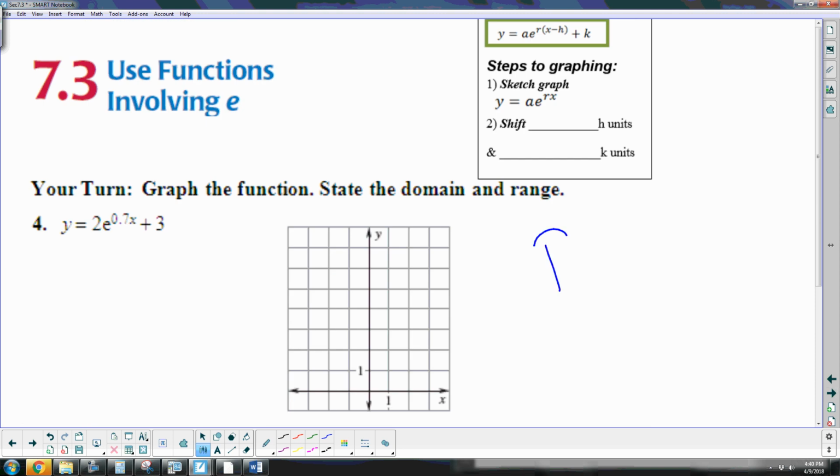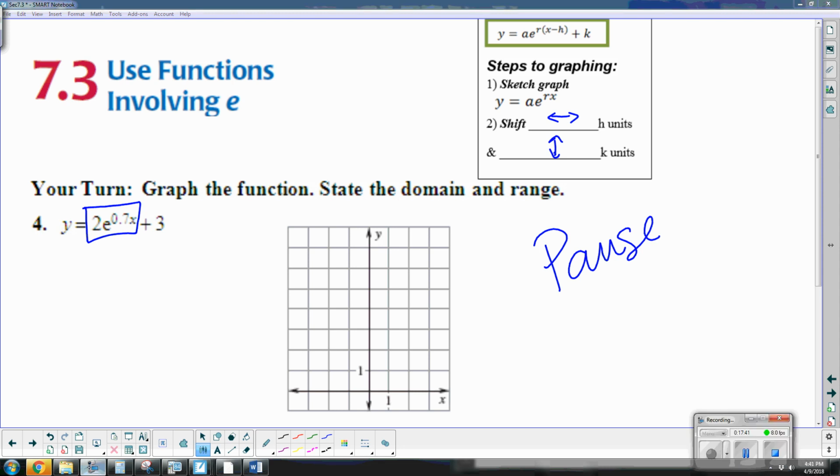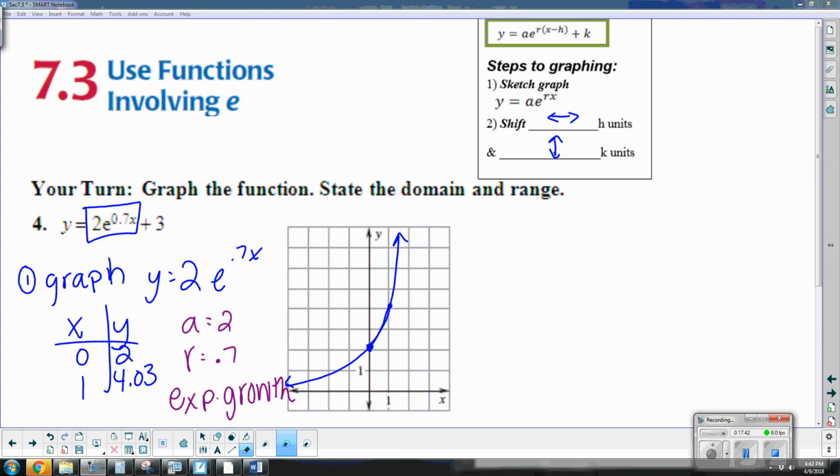So try this one on your own. You can pause the video while you work. Again, you're going left or right h units and up or down k units. You should graph this part first and then translate. So first you want to graph that y equals 2 times e to the 0.7x. And you know that a is 2, r is 0.7, so you know it's an exponential growth function.